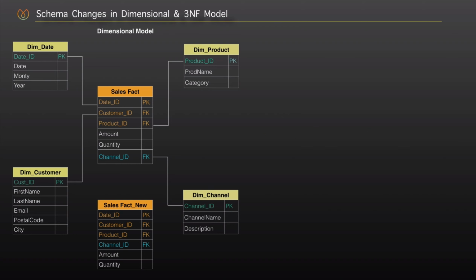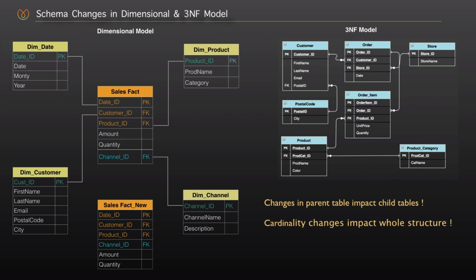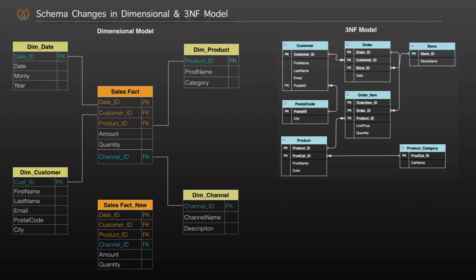And on the other hand, with the 3NF model, the complexity comes with the parent-child relationship. So if we make any change in the parent table, it ripples through to the underlying tables. So when the cardinality between tables changes over time due to new business requirements, the whole structure has to be changed in the 3NF. Both dimensional and 3NF models also require a big upfront modeling exercise before development can start, and changes along the way are very difficult to implement as they require complex ETL and rework processes.